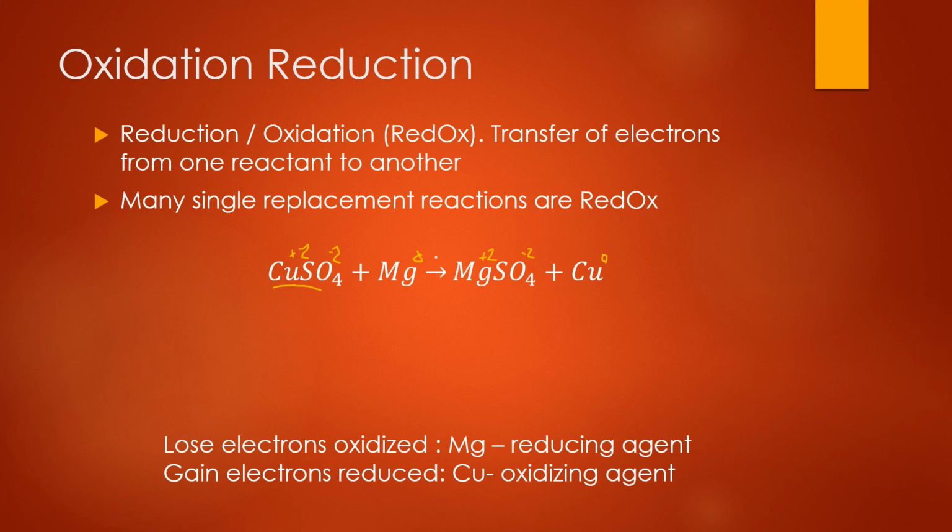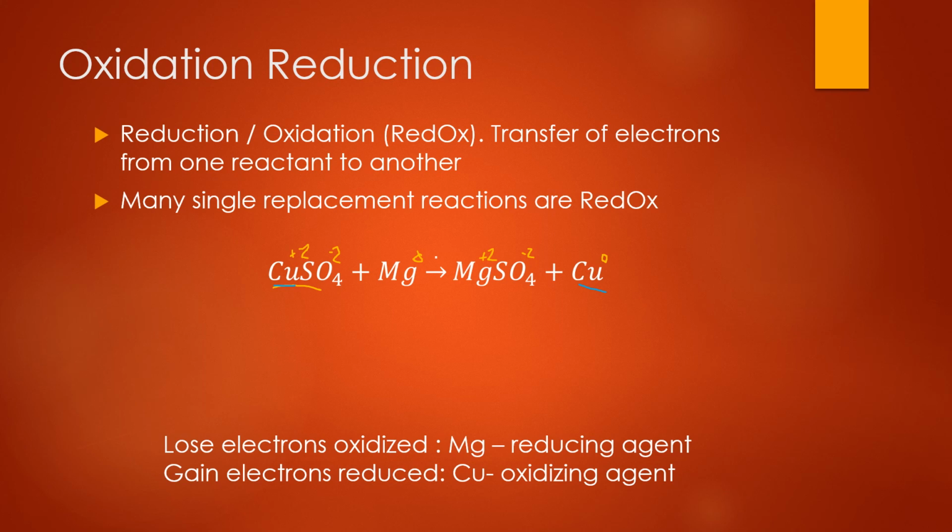So you look now at the ones that are changing. Copper is a +2 on the reactant side. On the product side, copper is now 0. Since copper's charge has changed, it is either oxidized or reduced. We just need to figure out which. In oxidation reactions, reductions and oxidations happen in pairs. So one element is reduced, the other element is oxidized. What reduced means is that we're gaining electrons.